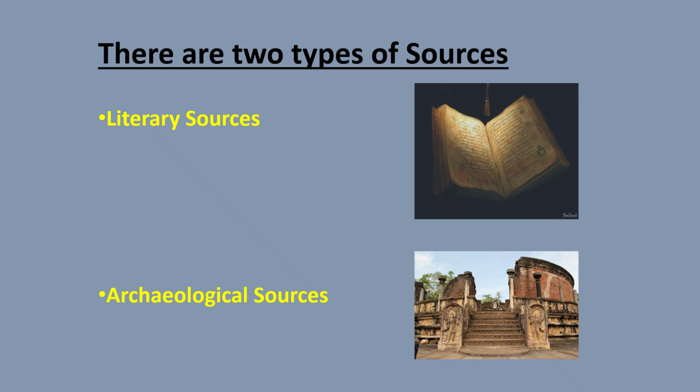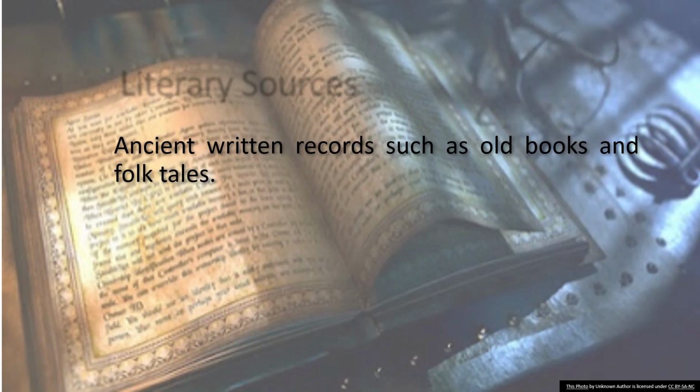There are two types of sources which are useful to study history. The first one is literary sources and the second one archaeological sources. First, let's see what literary sources are. Ancient written records such as old books and folk tales are known as literary sources.